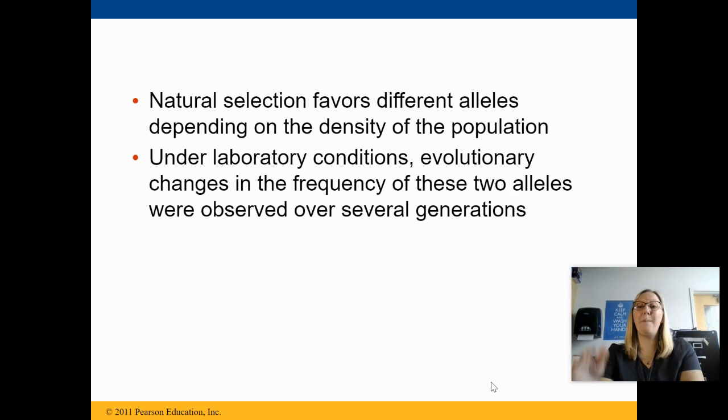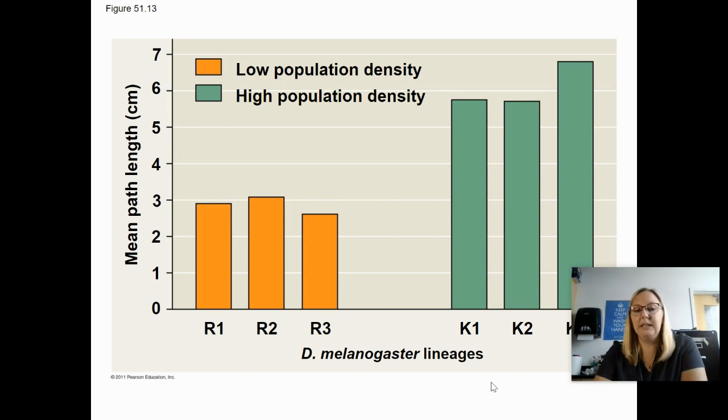Natural selection favors different alleles depending on the density of the population. So, depending on how many in that population are there will depend on what natural selection is going to be selecting for. Under lab conditions, evolutionary changes in the frequency of these two alleles were observed over several generations. And this is what happened.